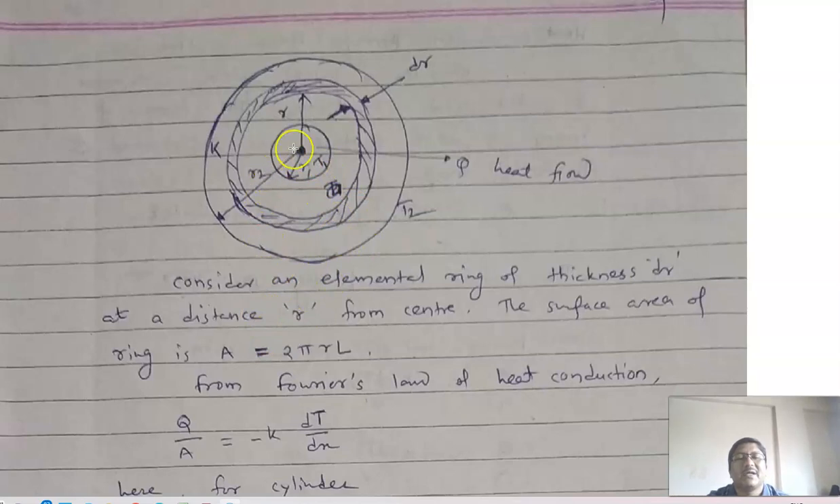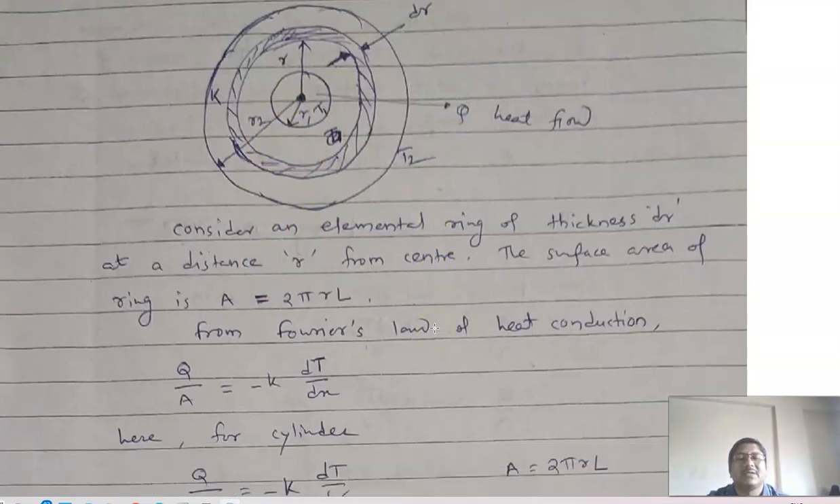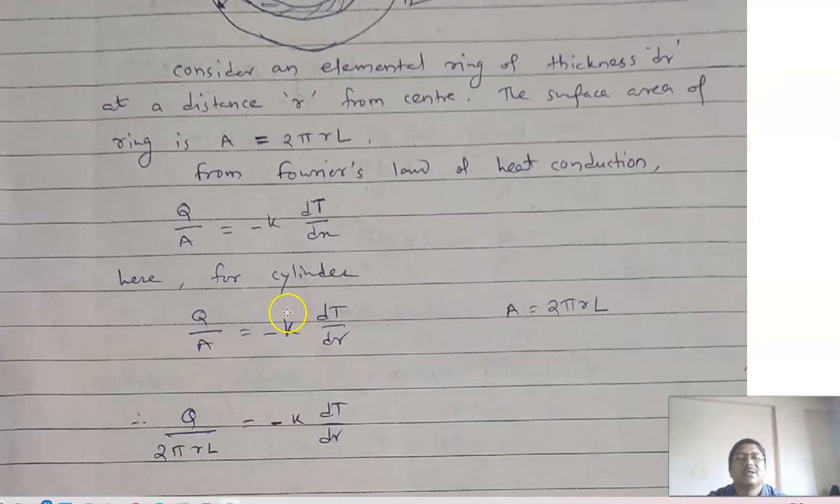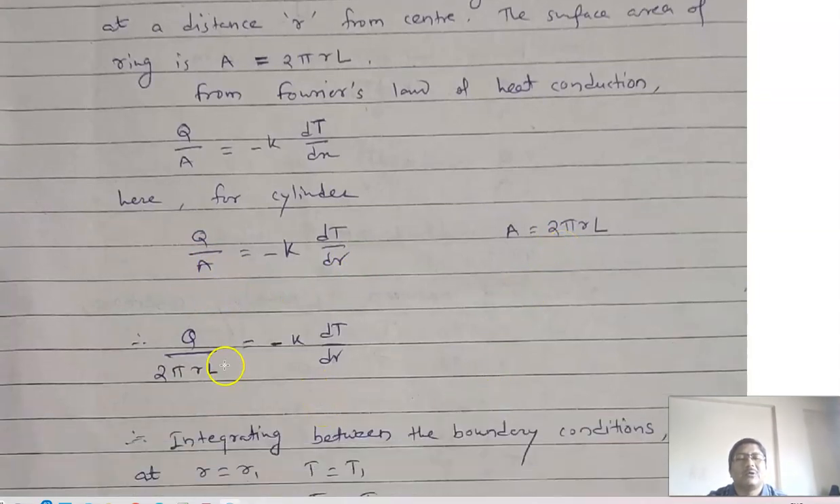The surface area of the ring is 2 pi r L, where L is the length of the hollow cylinder. From Fourier's law of heat conduction, Q by A equals minus K dT by dx. So here for the cylinder, Q by A equals minus K dT by dr, because heat is flowing radially, so dr is taken. Then A, the surface area, is 2 pi r L. So Q upon 2 pi r L equals minus K dT by dr.